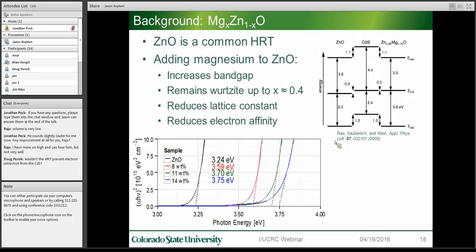In this study by Rao et al., a MZO layer with a composition of 0.15 had a flat conduction band alignment with cadmium sulfide, whereas zinc oxide had a higher electron affinity by 0.3 eV.